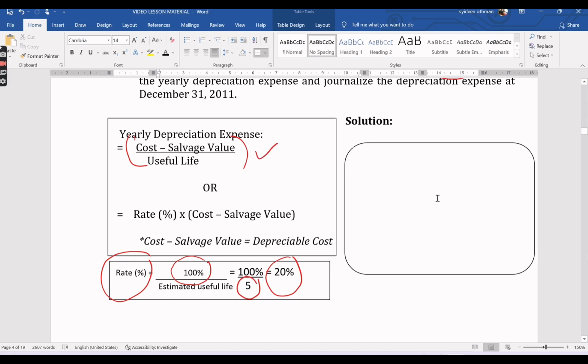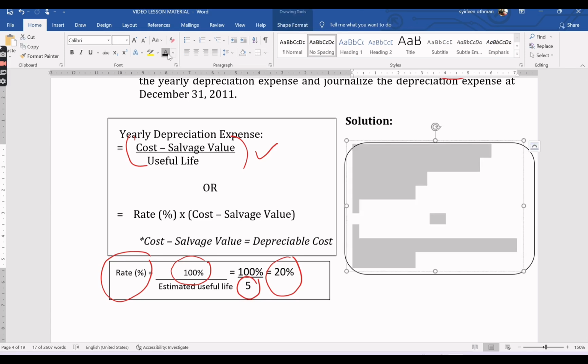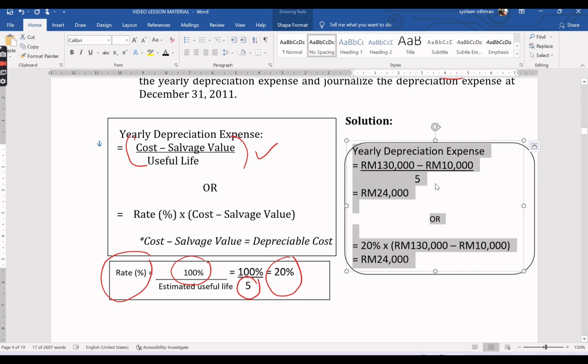Okay, so the solution for this question will be, the cost of the asset is 130,000, and then we will deduct the salvage value. The salvage value or the residue value is 10,000, and then we will divide by 5, which is the estimated useful life. So the depreciation for 1 year is 24,000.